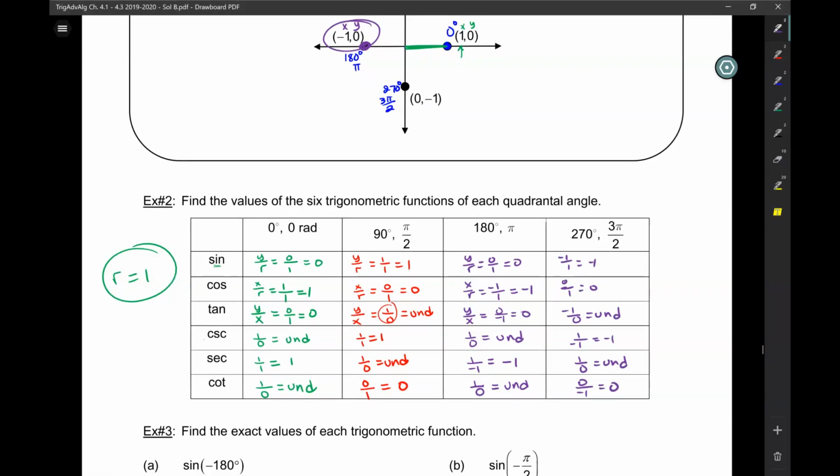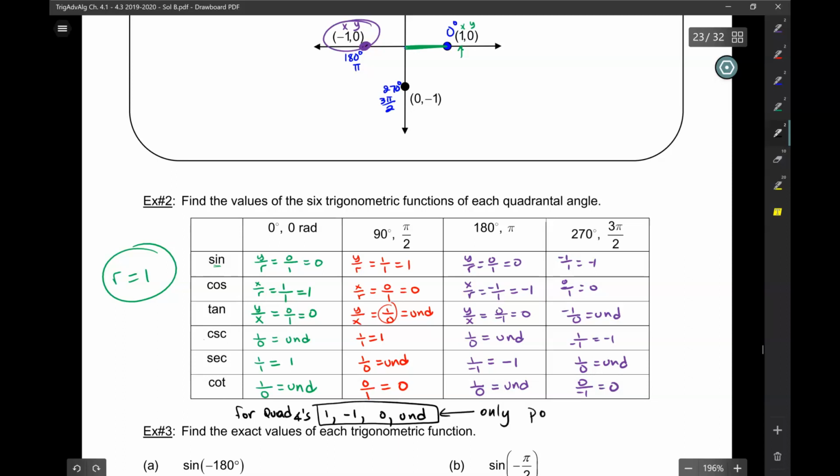Okay, so what do you notice? Look at every single answer in each of the 4 columns. What are all of the possibilities that we got? We got a 1, negative 1, 0, or undefined. So for the trig functions of quadrantal angles, these are the only possibilities. You can't get a 2, you can't get a root 3, you can't get a -4.